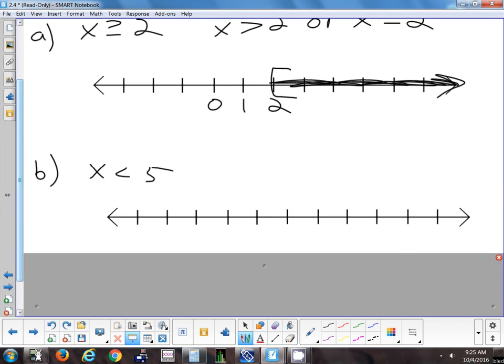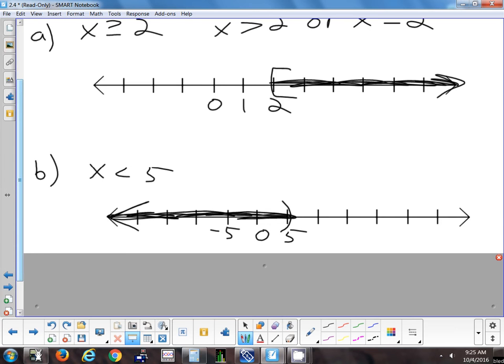X is less than 5. How about Ethan? What kind of symbol would I put on 5? And which way does it have to face? Yeah, it's going to face left because that's the way we shade. So x is less than 5. Any questions on that one?